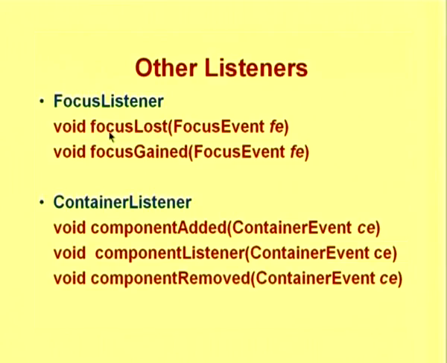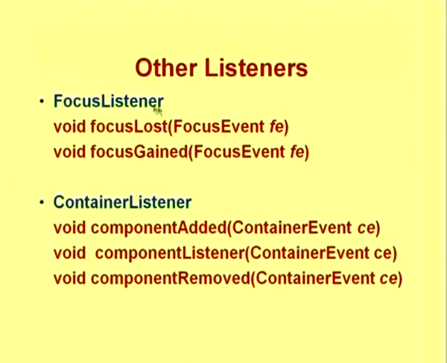Next is your focus listener. In focus listener, you have focus lost and focus gain. For all the components, whenever you get the focus on a component and whenever you lose focus from that component, this listener, if needed, needs to be implemented. We have seen a few examples regarding got focus and lost focus when we were discussing your focus event. Whenever your focus event is raised, I have to listen to it using this listener and then write the implementation.